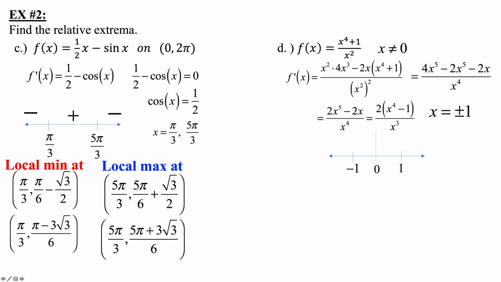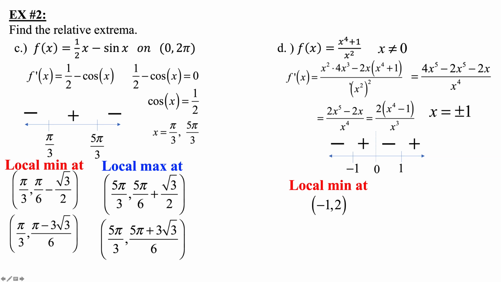Okay, right-hand behavior, positive 2x to the fifth, positive x to the fourth on the bottom. Those are your leading terms. Positive divided by positive is positive. Then alternate negative, alternate positive, then negative. So from negative to a positive, let's see, that's going to be decreasing to increasing. That's going to be a local min.